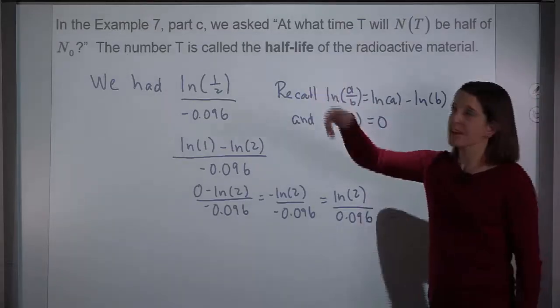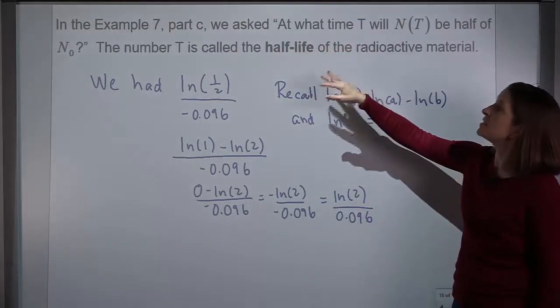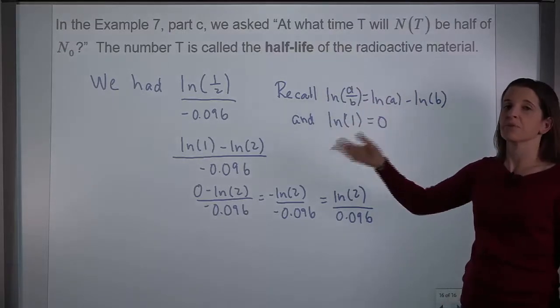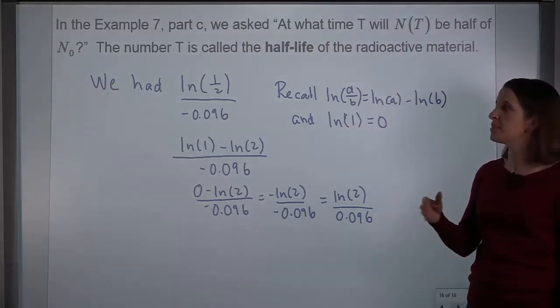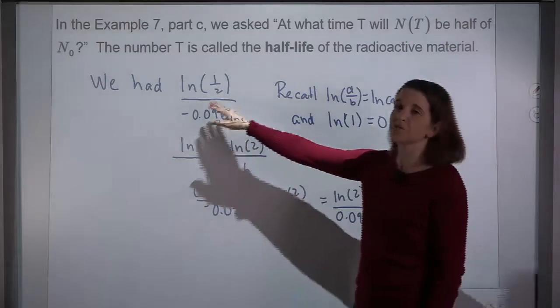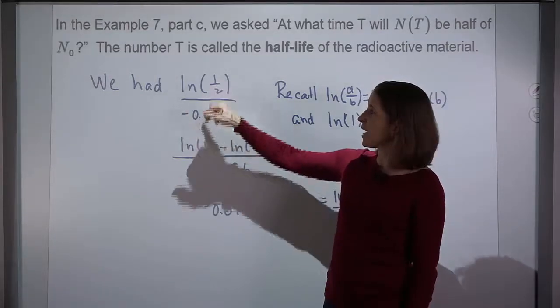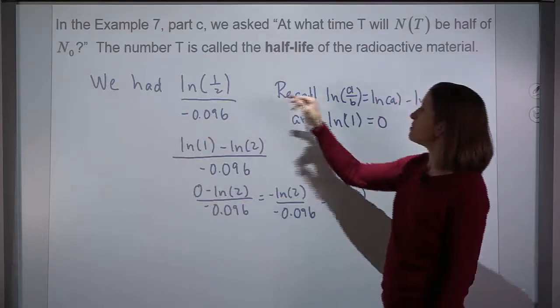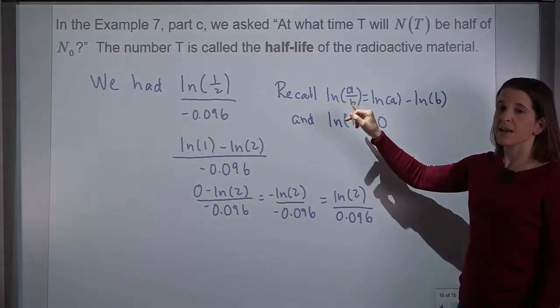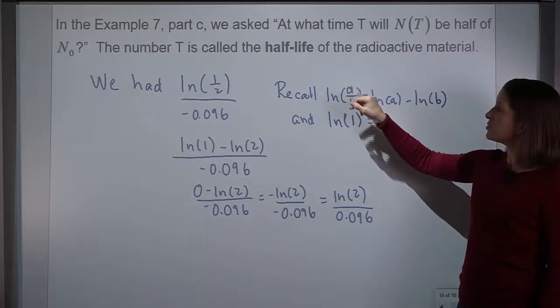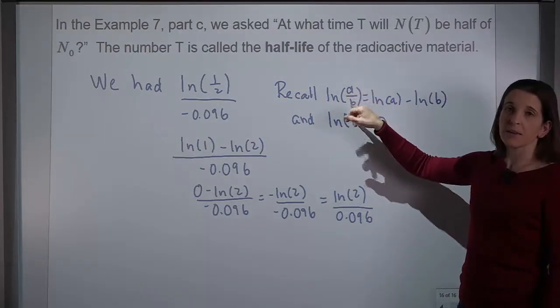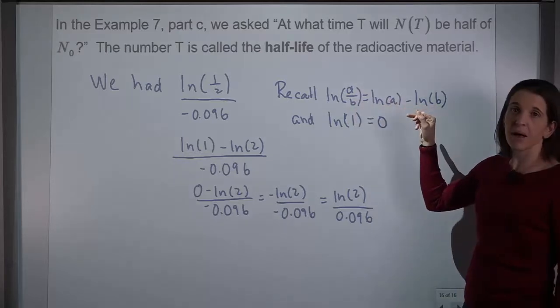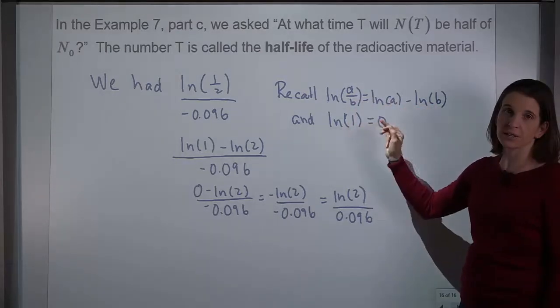So in that example, what we were looking at was called a half-life, right? We were finding the half-life of that material. And then just to address the fact that at a glance that looks like a positive divided by a negative, remember that our laws of logs say that ln of a over b is ln of the top minus ln of the bottom, and that ln of 1 is 0.